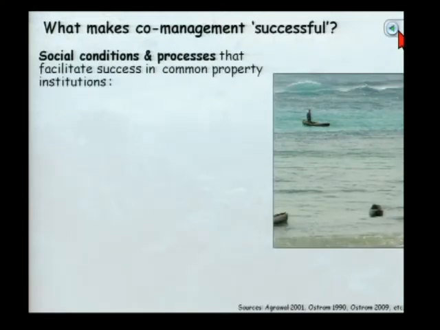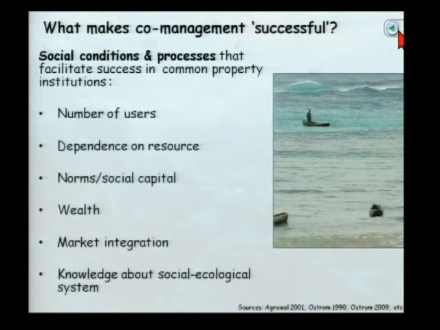Secondly, a number of theoretical studies, some case studies, and some comparative studies have found that whether people overexploit or successfully manage common property resources is critically related to the socioeconomic context that they operate in. And in particular, it relates to the number of users, how dependent people are on the resources, their levels of social capital or the bonds within communities, whether they're wealthy or poor, how integrated people are into national and international markets, and people's knowledge about the social-ecological system.